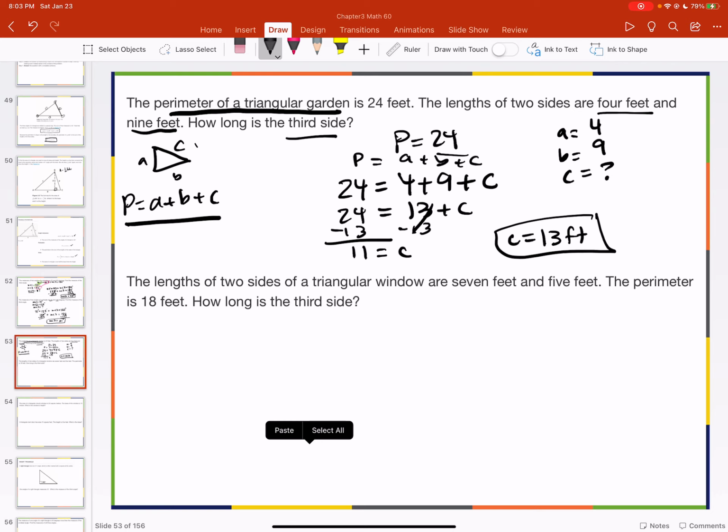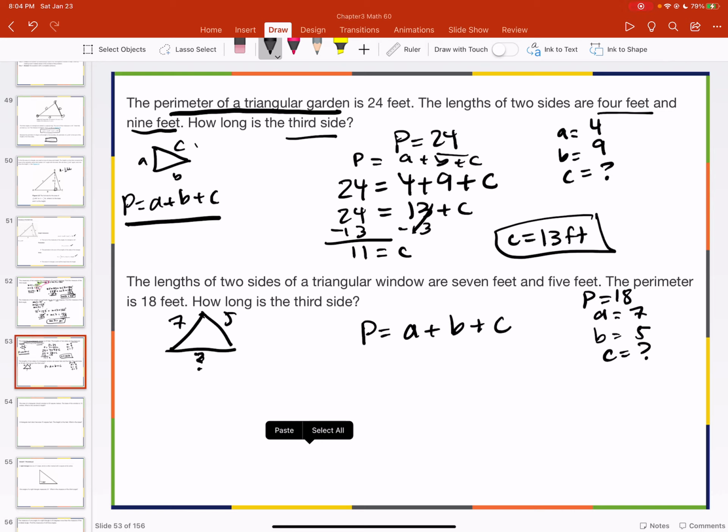Okay, so here again, we have the lengths of 2 sides of a triangular window are 7 feet and 5 feet. The perimeter is 18 feet. What's the third side? We don't know. If you were to draw this triangle, you could. Here's 5, here's 7, and here's a question mark.